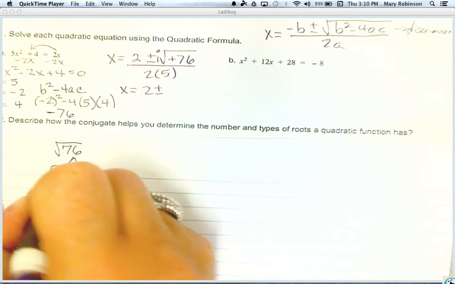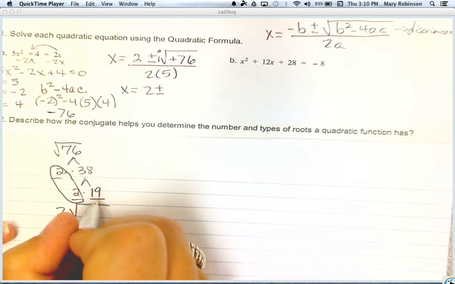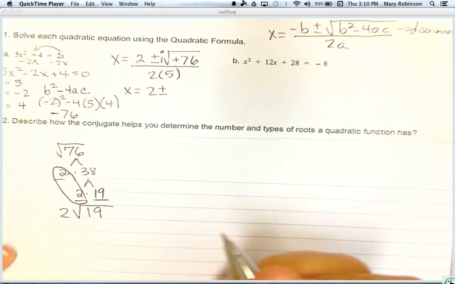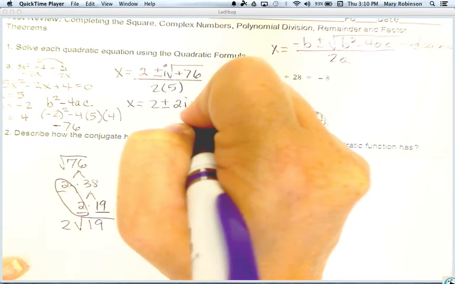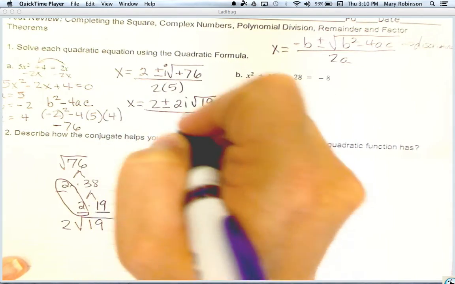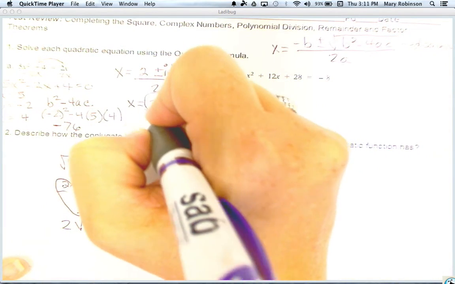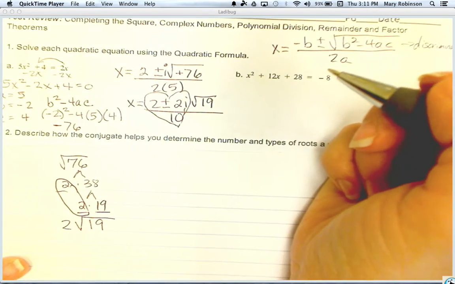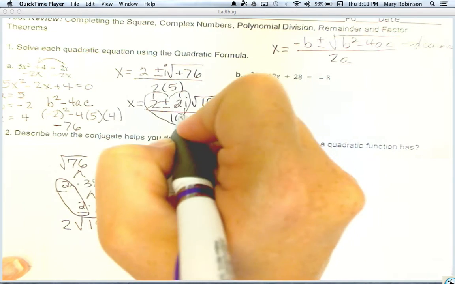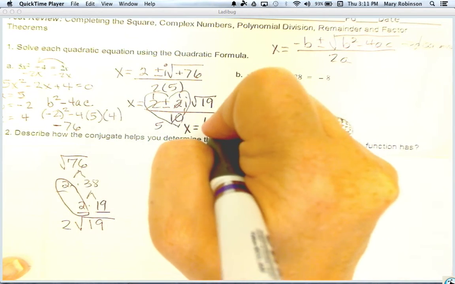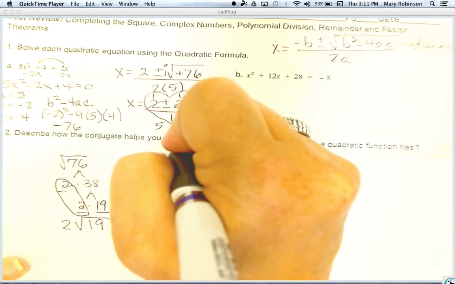Remember, we're looking for pairs. So that means our pair is going to come out. 2 is going to come out, and it leaves the last factor here of 19. So back up here, I'll write 2 plus or minus 2i square root of 19. Please do not forget your i. All over 2 times 5, which is 10. Then, when you go to simplify it, if there are any factors that these 3 terms outside have in common, you must reduce it. So we should divide each of these by 2 and get 1 plus or minus i square root of 19 all over 5.